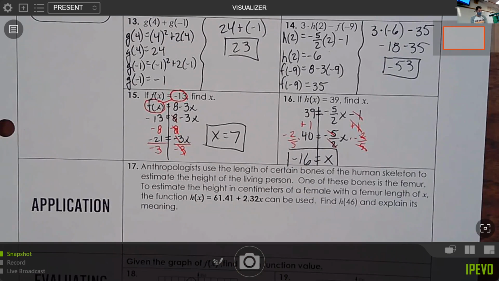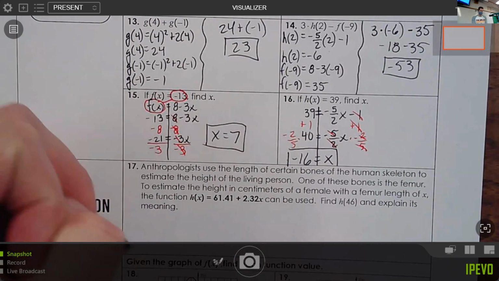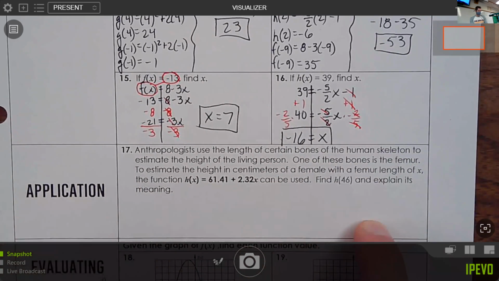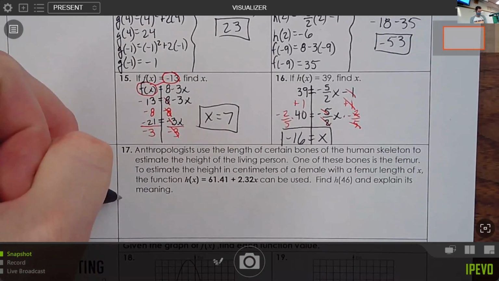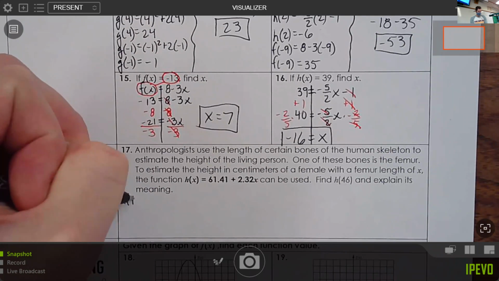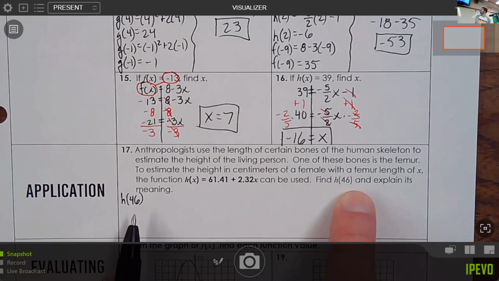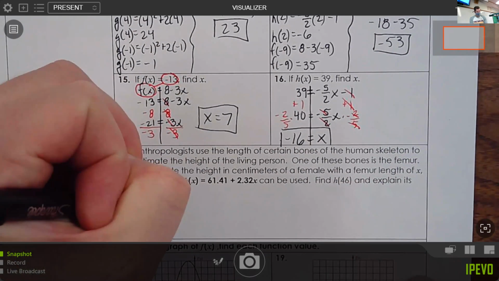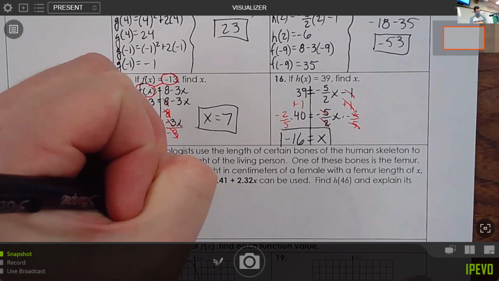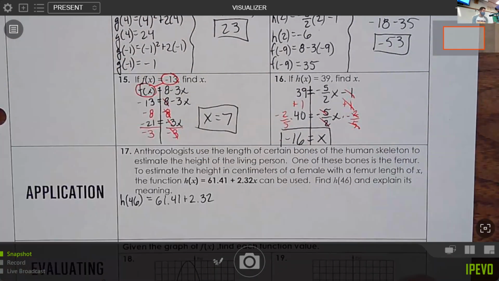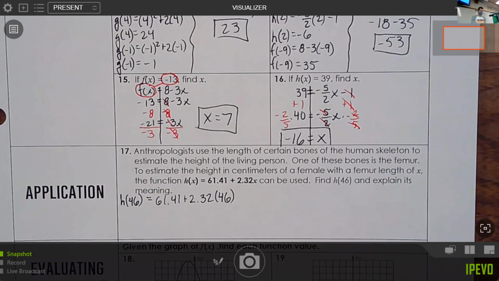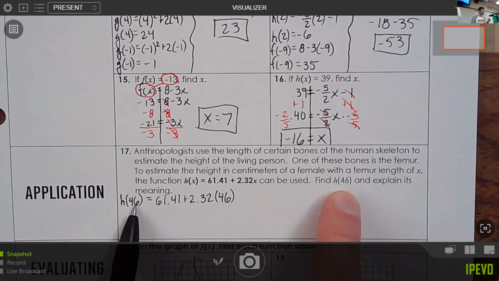So I'm going to solve it off here on the left because then it says to explain its meaning. So we'll do the explanation over here on the right. So we're going to say h of 46. So we're replacing x with 46 equals 61.41 plus 2.32 times 46. So replacing x with 46 here and over here.